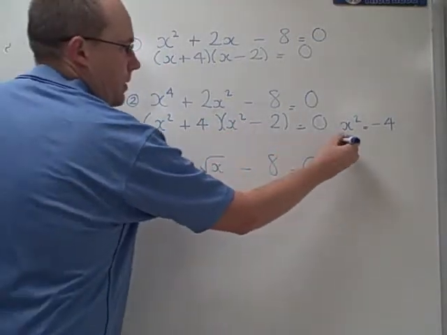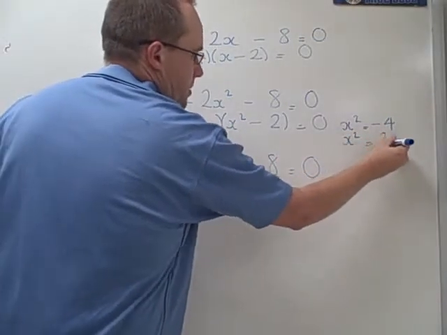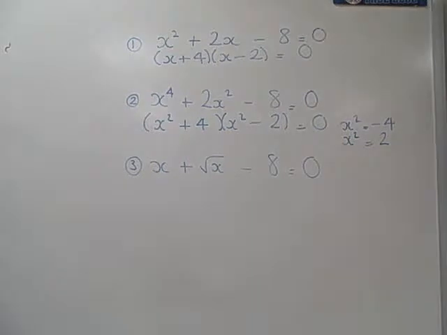When we solve this one, we get x squared equals 2. And for that, there's two solutions. x equals radical 2 and x equals negative radical 2.